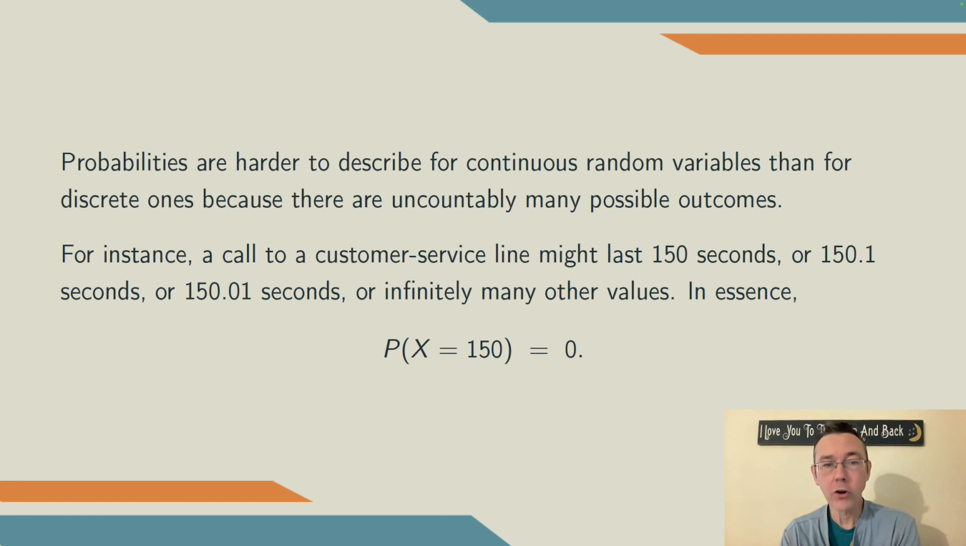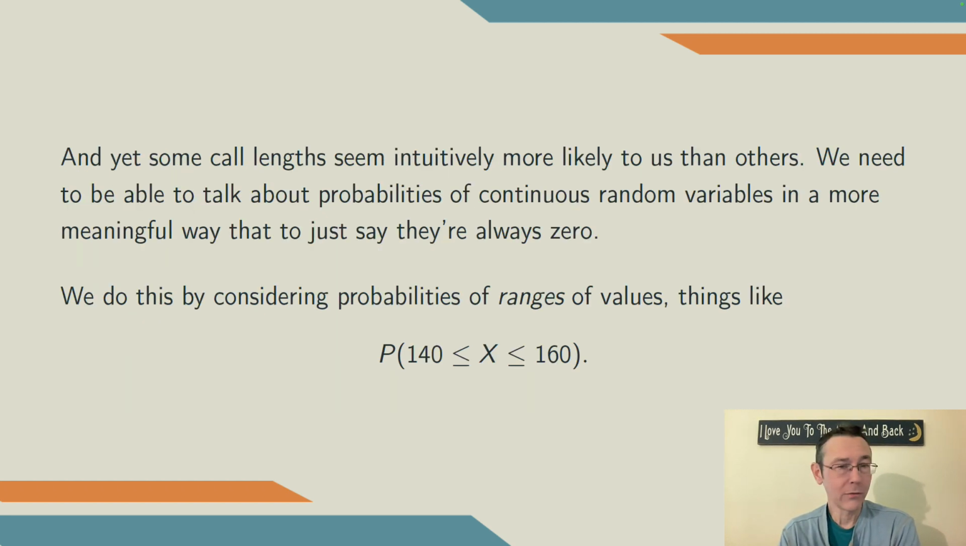Now, probabilities are harder to describe for continuous random variables than for discrete ones, because there are uncountably many possible outcomes. Take, for instance, that customer service line. A call might last 150 seconds, or 150.1, or 150.01 seconds, or infinitely many other possible values. So, in essence, the probability that a call lasts exactly 150 seconds is zero. And yet, some lengths of calls seem just intuitively more likely than others. And so we should be able to talk about probabilities for continuous random variables in a more meaningful way than just to say that the probabilities are always zero.